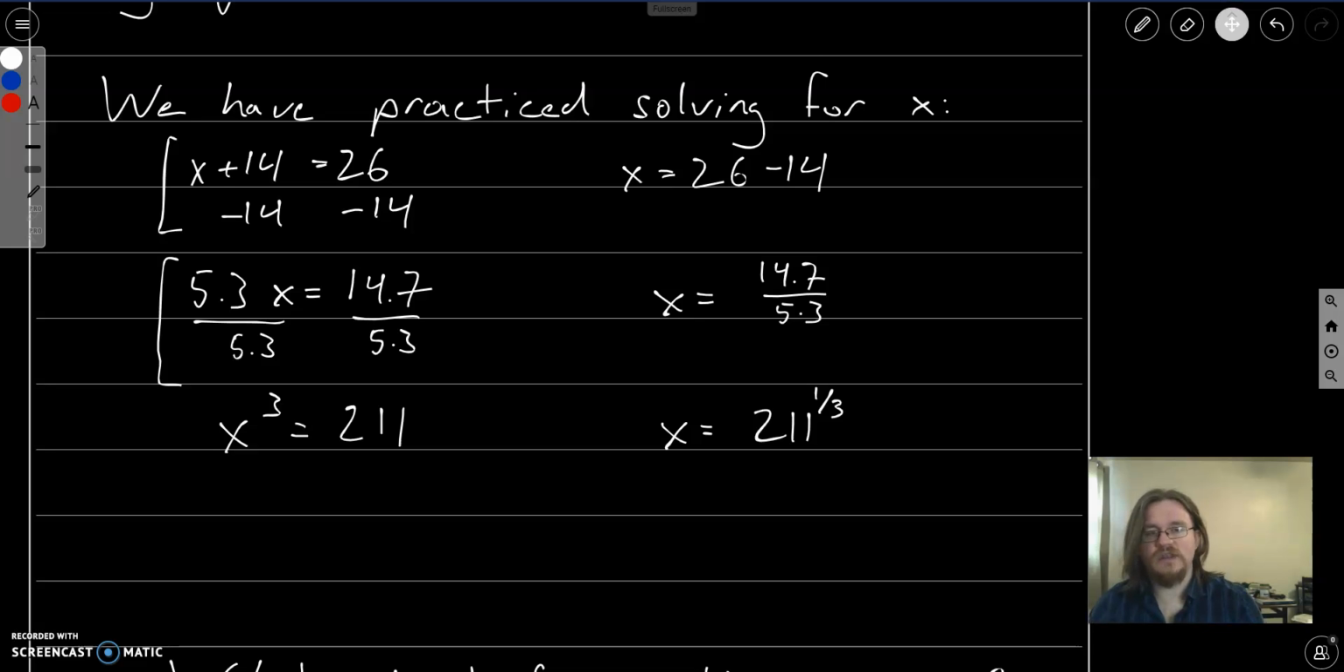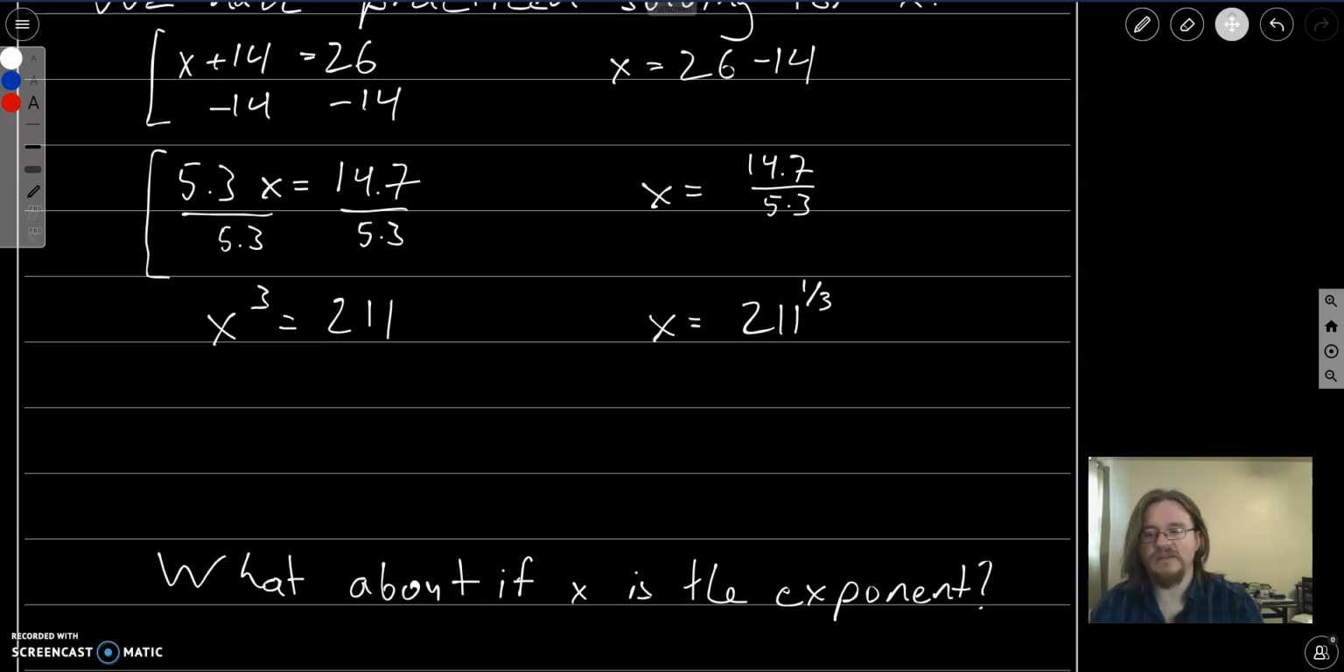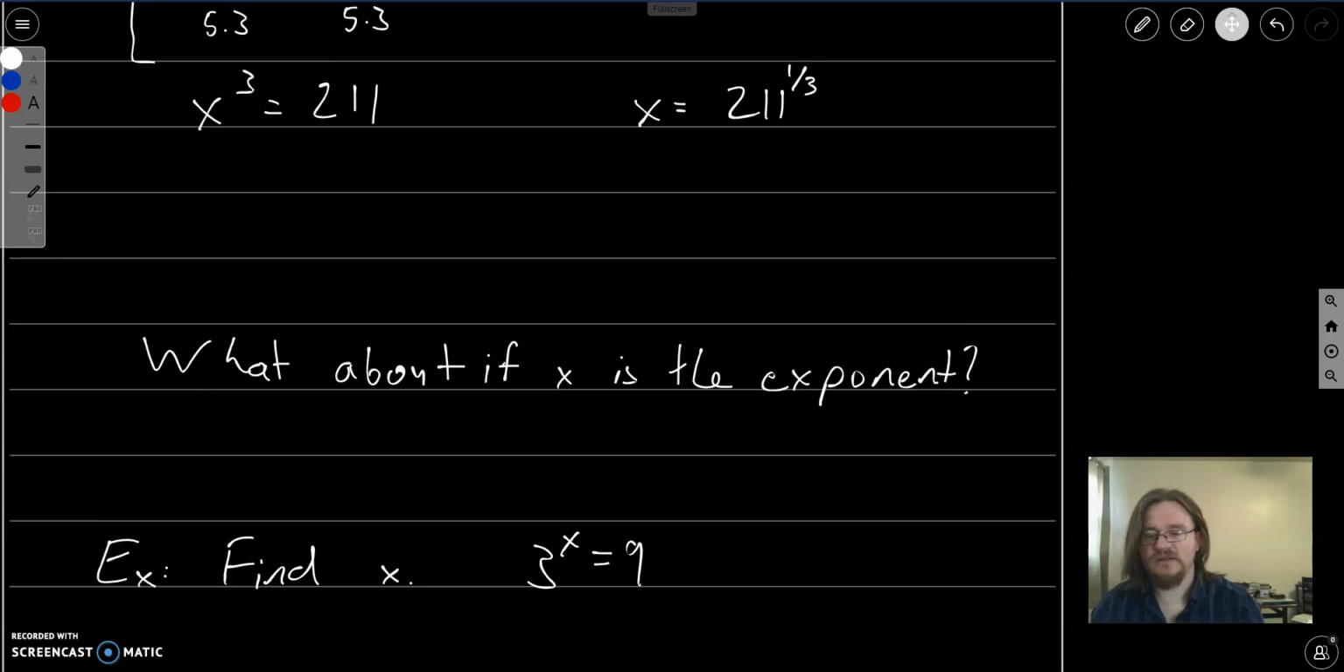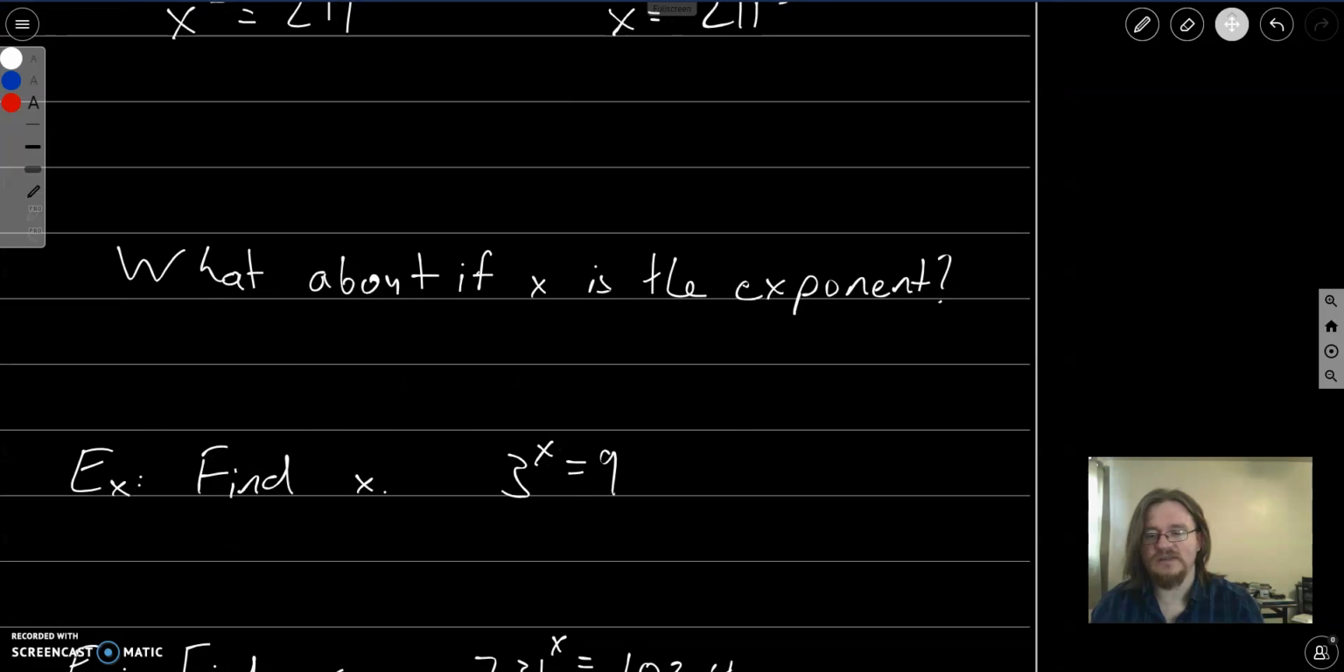So then the question becomes, what about if x is the exponent? Here I'm taking x and I'm raising it to a power. What happens if I take a number and raise that to the x power? Well, let's look at a quick example. So let's try to figure out what x should be here. If I take 3 and I raise it to the x power, I get 9.